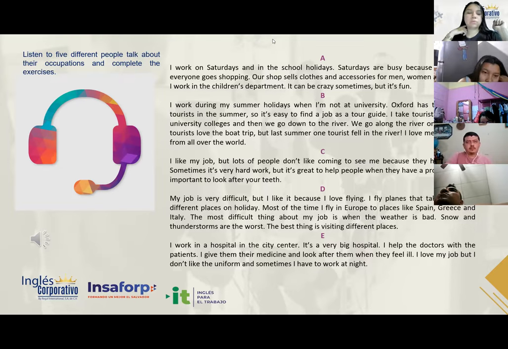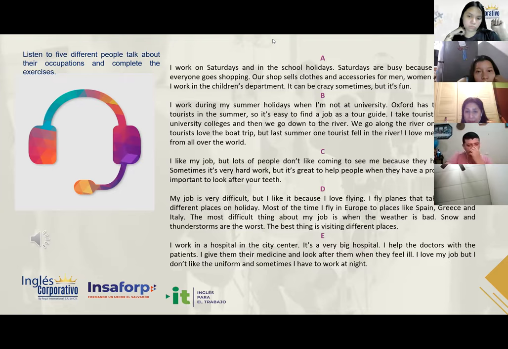Very good. I work in a hospital in the city center. It's a very big hospital. I help the doctor with the, how do you pronounce it? Patient. I give them their medicine and look after them when they feel ill. I love my job, but I don't like the uniform, and sometimes I have to work at night. Okay.